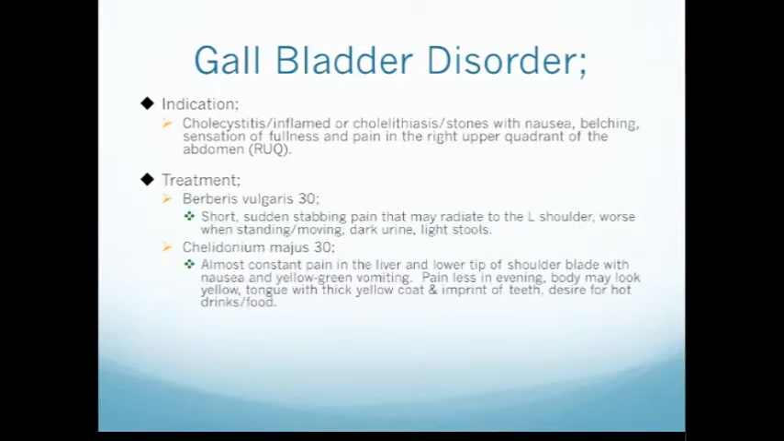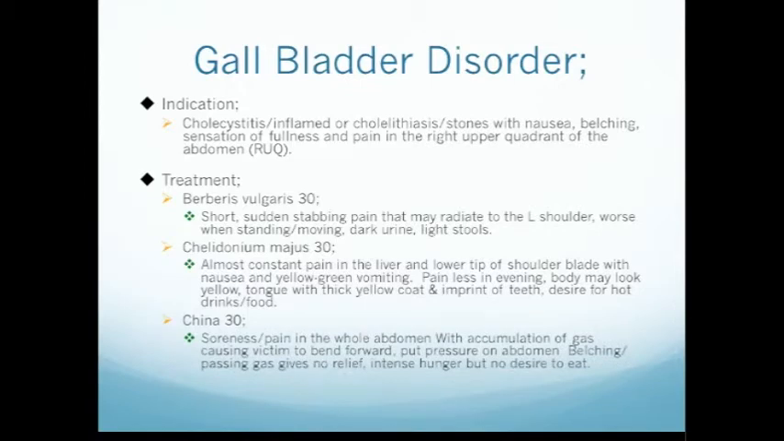Chelidonium majus 30 is good for almost constant pain in the liver and the lower tip of the shoulder blade with nausea and yellow-green bilious vomiting. The pain is less in the evening. The body may look yellow and jaundiced. The tongue may have a thick yellow coat with an imprint of the teeth. There may be a desire for hot drinks and food.